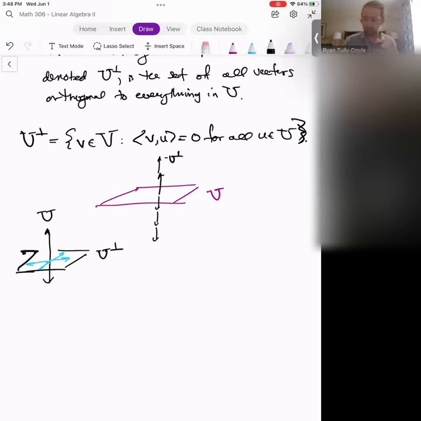Now you might ask, why just one line? Remember, if we're dealing with subspaces, 0 has to be included. So the lines have to go through the origin. Okay, so here are some properties of orthogonal complements.